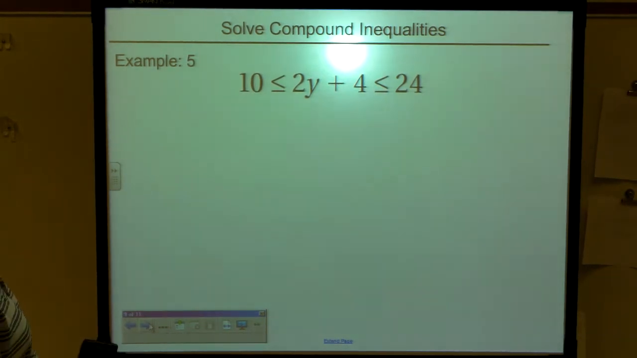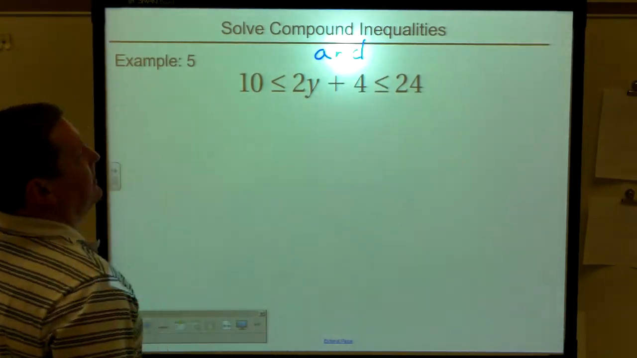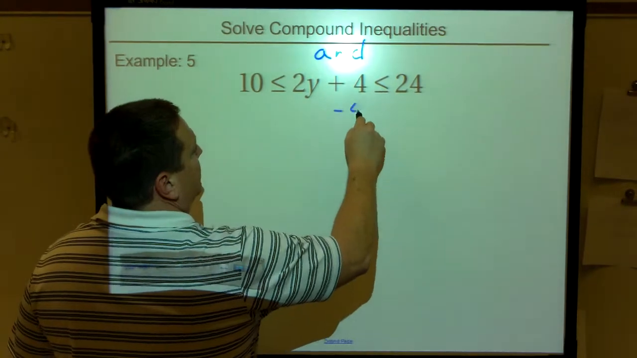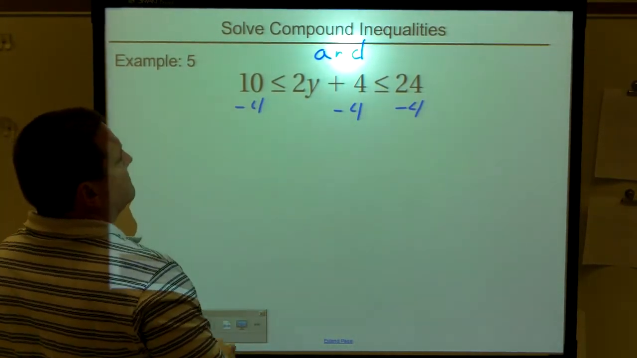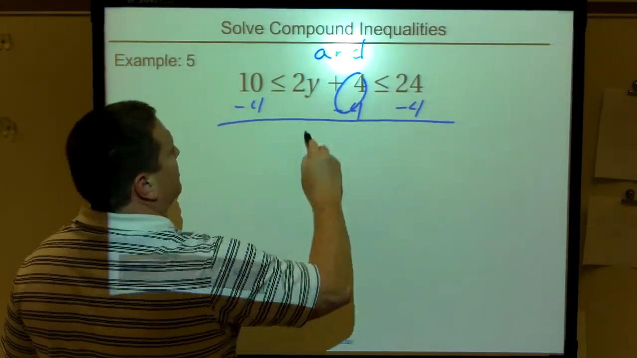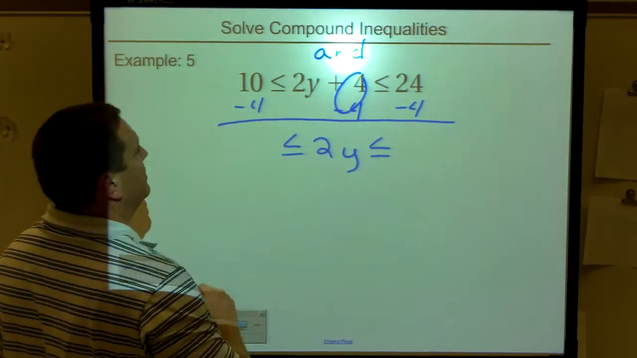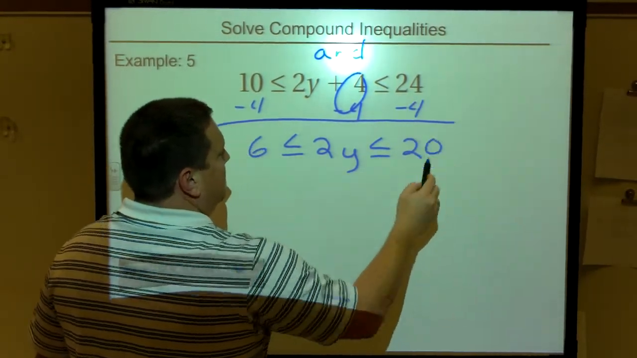Solve compound inequalities. This is using and, because it's written in between. We're going to solve it just like any other multi-step equation. We're going to subtract the 4 from both sides. That makes a 0 in the middle, leaving 2y, less than or equal to, greater than or equal to. 10 minus 4 is 6. 24 minus 4 is 20.